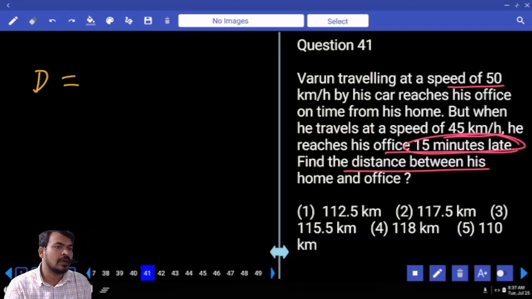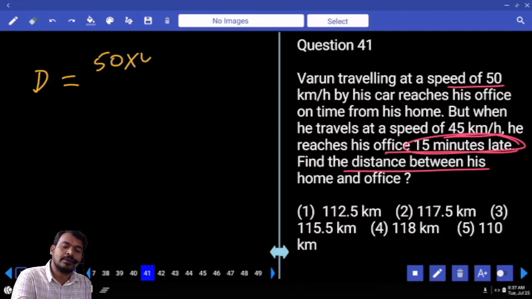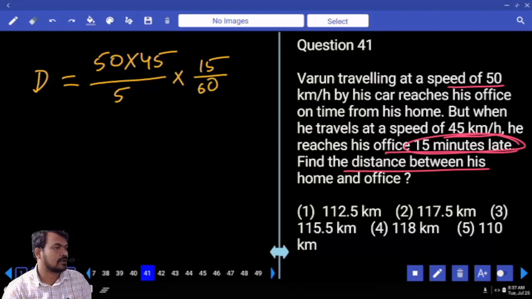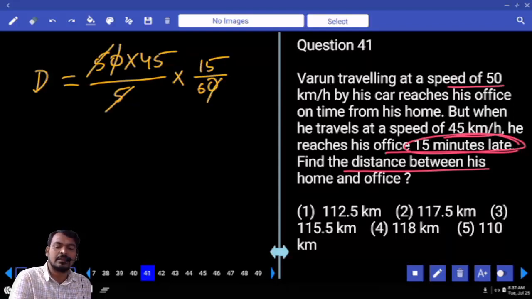Distance means speed into time. Speed into time means the product of the speeds by the difference of the speeds into the time difference. What is the speed in the first one? 50. What is the speed in the second one? 45. Product of the speeds by what is the difference of the speeds? 5 into what is the time difference? 15 minutes, 15 by 60. Product of the speeds by difference of the speeds into time difference. Numerator 0, denominator 0 cancel. 5 gets cancelled. 45 into which one? 15 by 6.